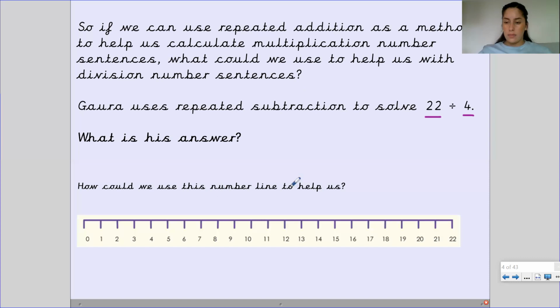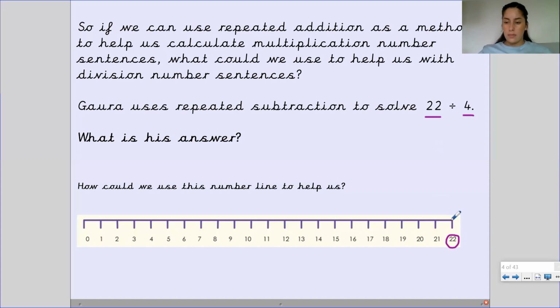How could we use this number line to help us with the subtraction? You can pause the video and have a go at doing this by yourself. If you've got a ruler, which you should have in your packs, you can use the ruler, start on number 22, and keep subtracting 4 until you can no longer subtract. Okay, so starting on the number 22, we're going to keep subtracting 4 until we can no longer subtract. That is the method of repeated subtraction when we're trying to calculate a division number sentence.